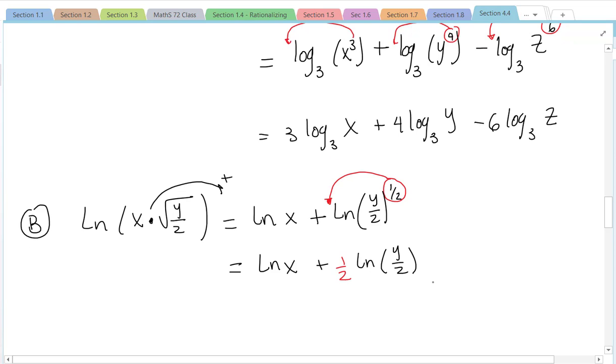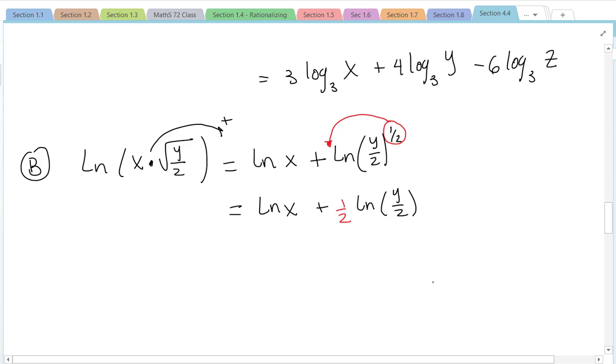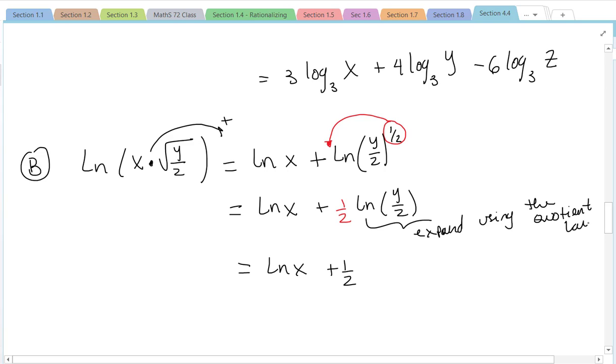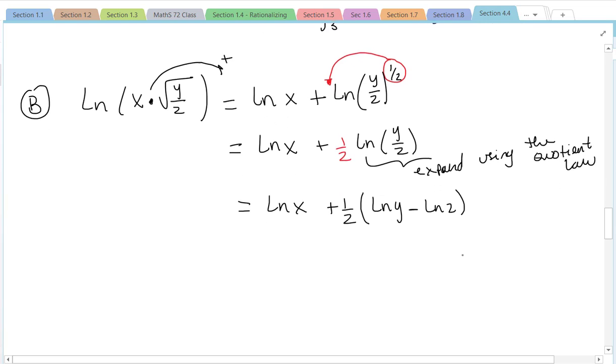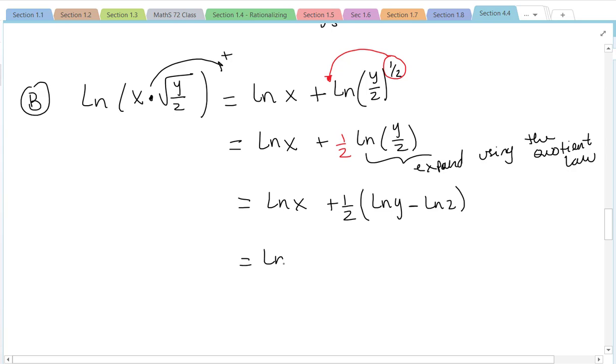Am I done? How do you know if you're done? Do you have any more multiplications, exponents, or divisions? I still have a division here, y divided by 2, so I need to keep going. So we're going to say this is the natural log of x plus 1/2, and I'm going to have to expand this using the quotient law. So I'm going to use parentheses: the natural log of y, and because it's division, minus the natural log of 2. And now I need to distribute this 1/2. So it'll be ln of x plus 1/2 natural log of y minus 1/2 natural log of 2.